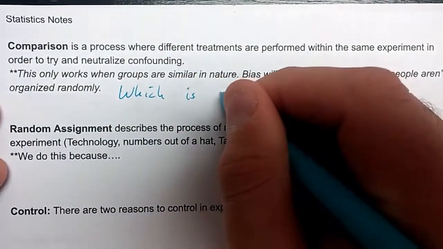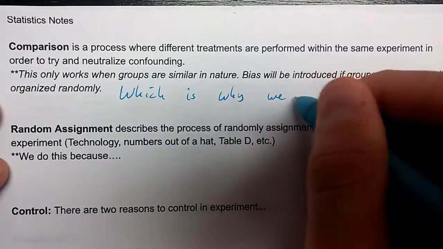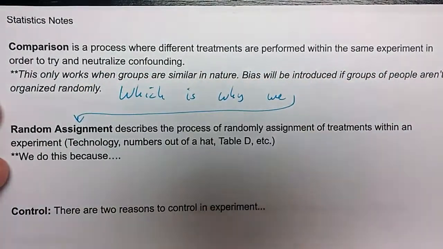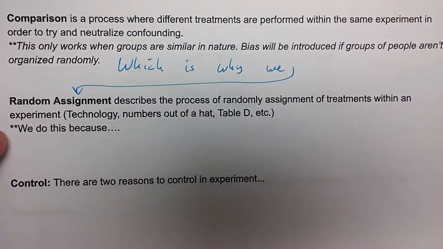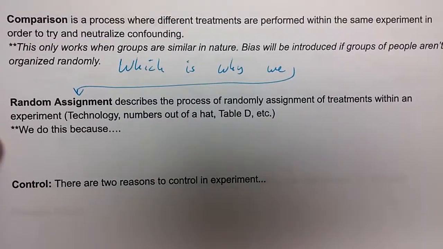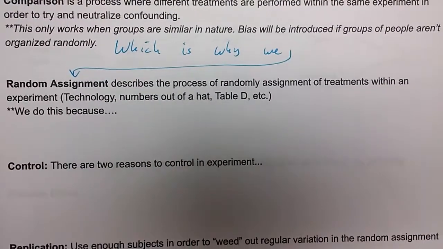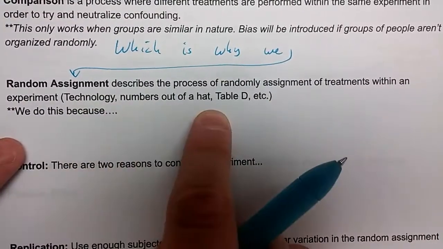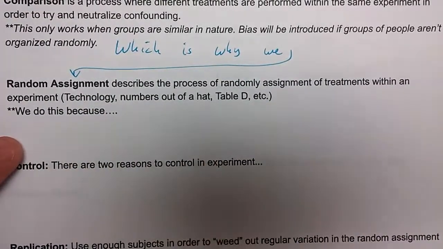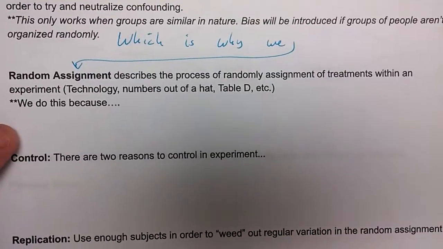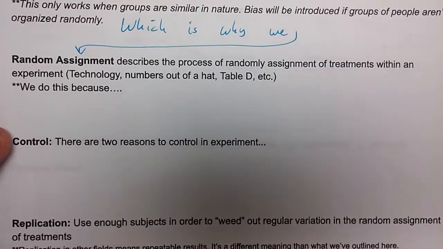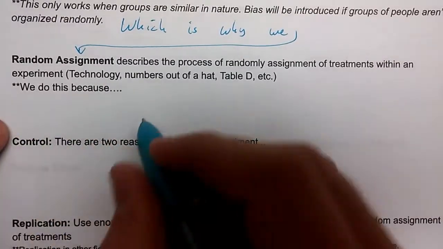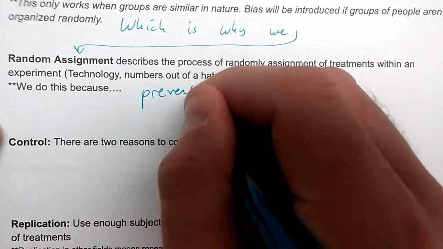Which is why we use random assignment. Random assignment allows us to randomly pick which people get each treatment. So you can use technology, you can use numbers out of a hat, table D, whatever your personal choice is for random assignment. But you have to take the randomization out of the human's hands because humans are incapable of being random. We do this because it prevents bias from happening.